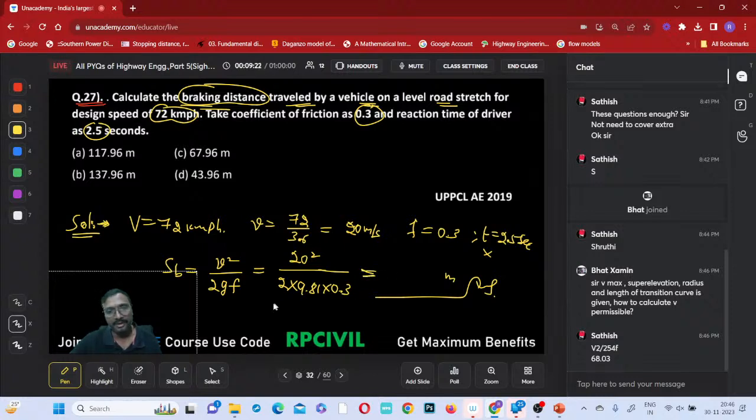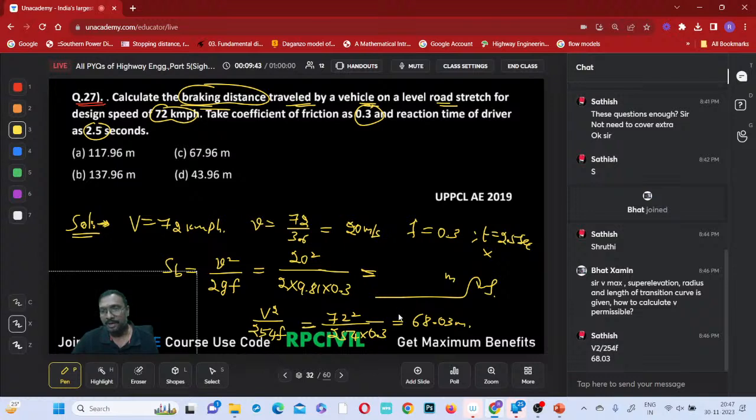Using this, what are you getting? Capital V square by 254f. So what is it? 72 square. Okay, 72 square divided by 254 into, right, what is the f? You can say 0.3. So how much? 68.03 you are getting. Right.